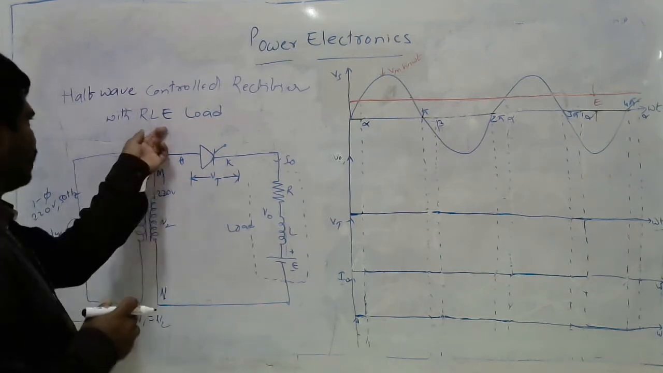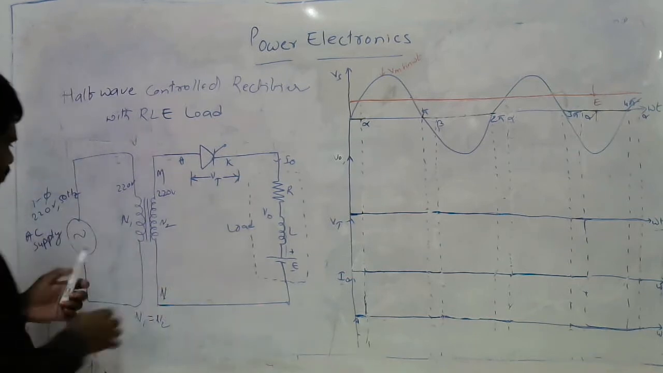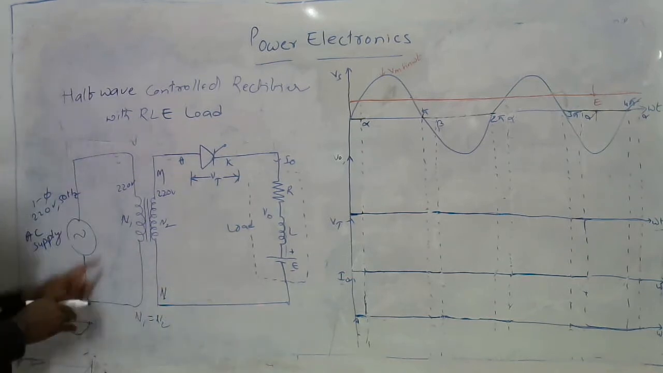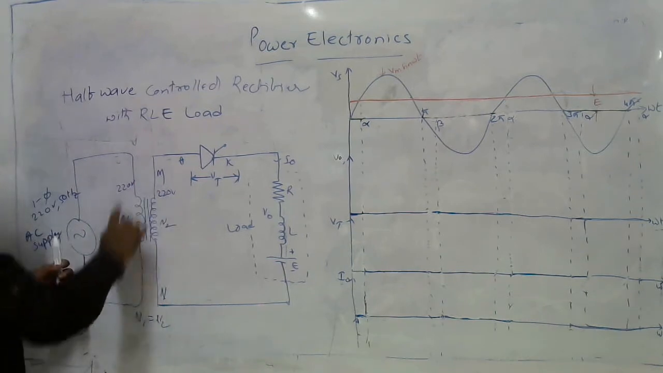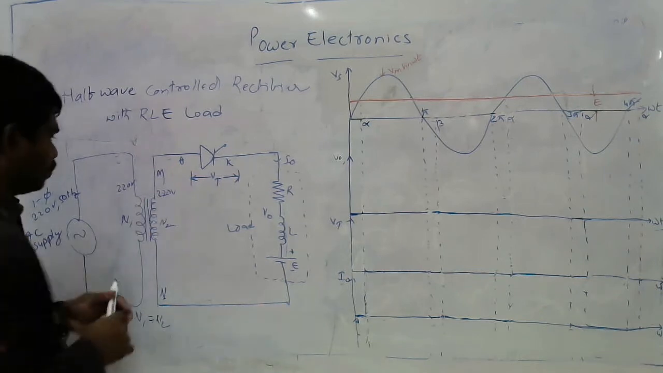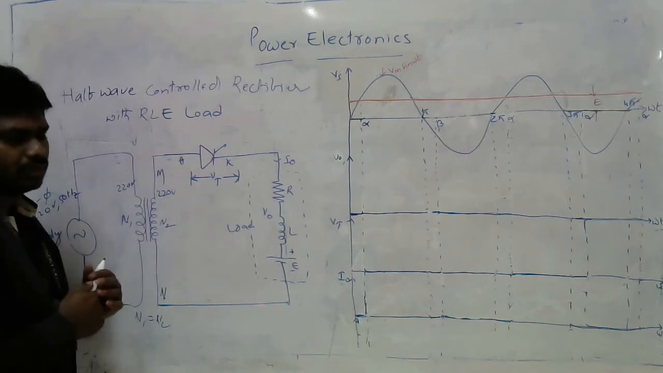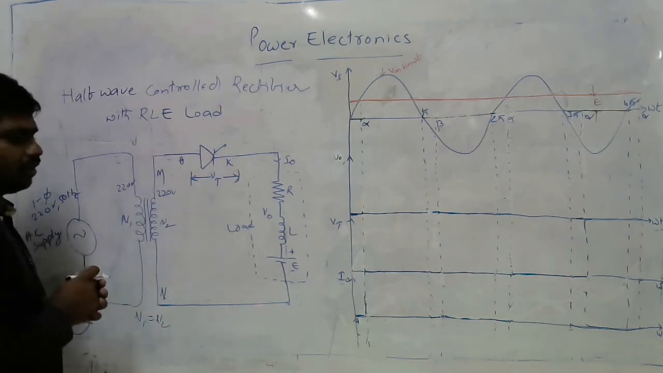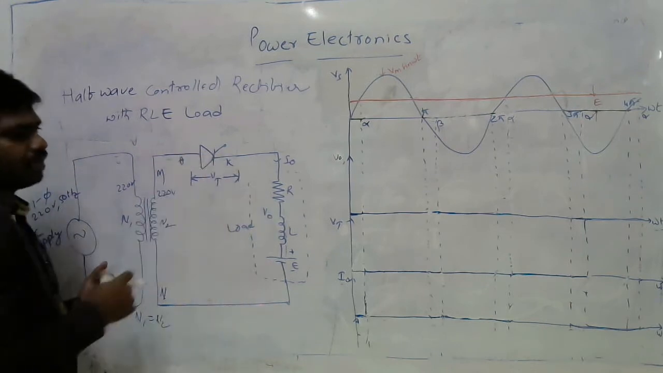What does RLE load mean? Just see the circuit. This is my input AC supply, which is given to an isolated transformer, meaning N1 is equal to N2. So 220 volts of supply is induced into the secondary winding of the transformer and given to the rest of the circuit.